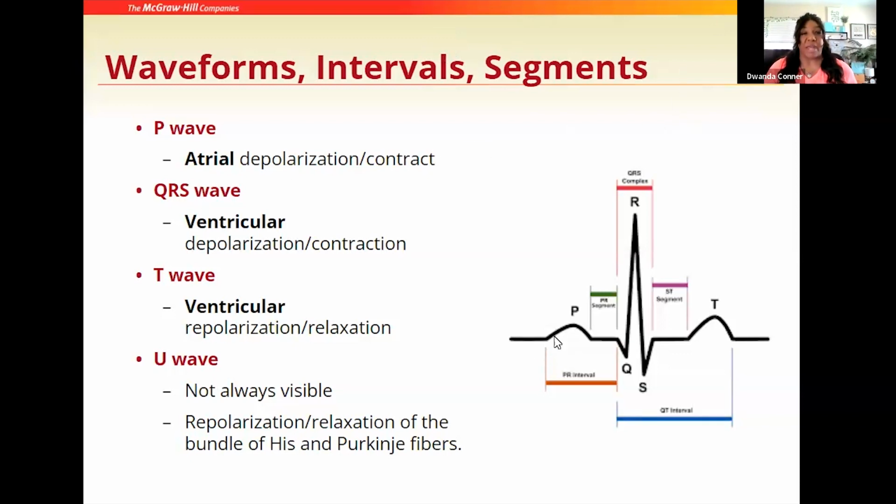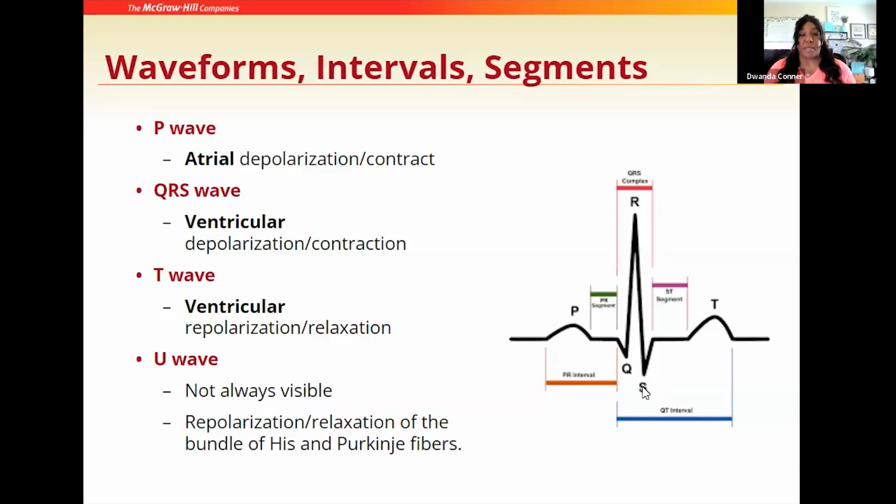In the P wave, now that P wave is going to be the activity of the SA node. So that represents what's called atrial depolarization or contraction that's happening. Moving on from the P wave, we're going into what's called the QRS wave. And that QRS wave is ventricular activity, and that's actually a depolarization that's happening there. So also contracting depolarization.